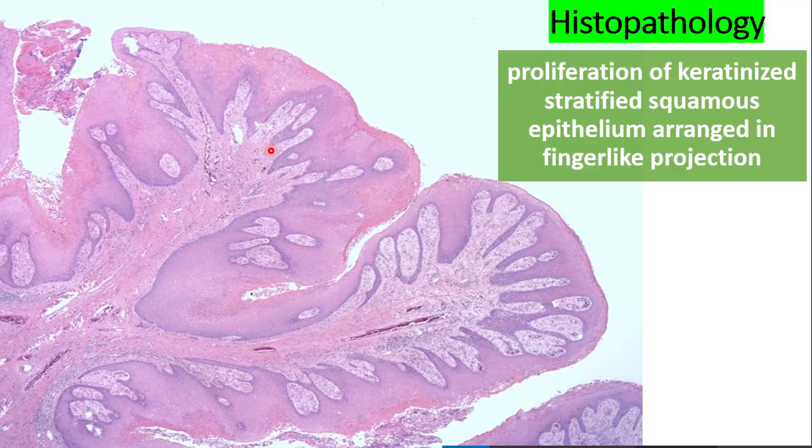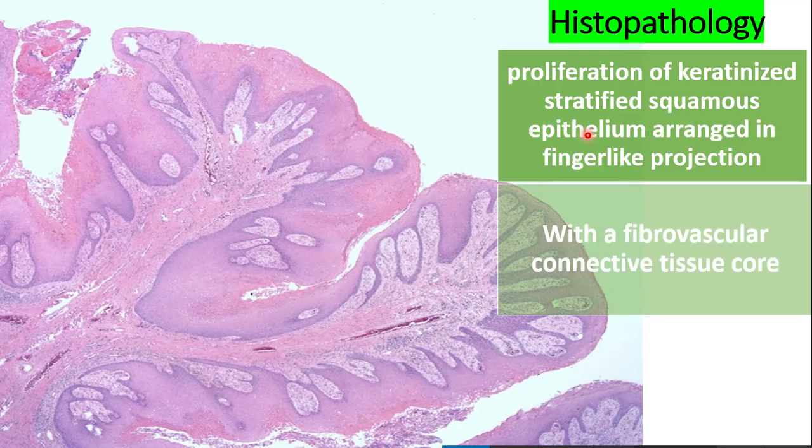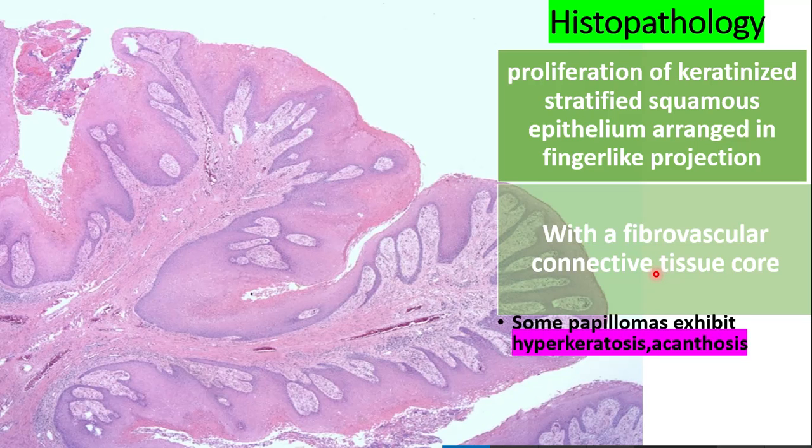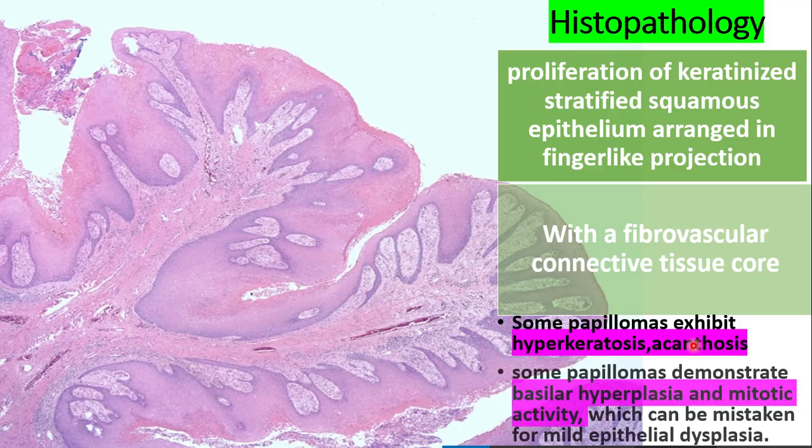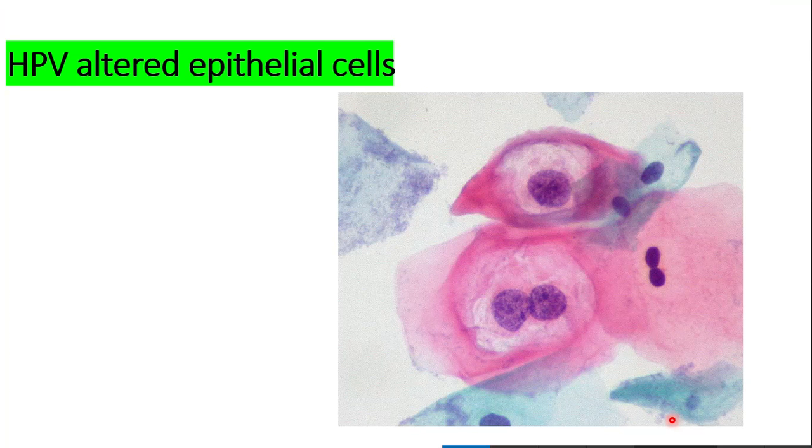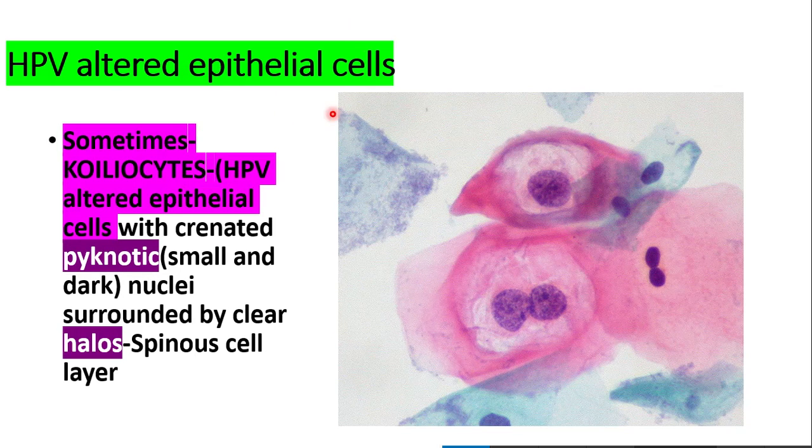So here what you see are multiple thin, long finger-like projections. You can beautifully appreciate these are projections of the stratified squamous epithelium. Each of these contains a central connective tissue core which contains nutrient blood vessels, which is why it is called a fibrovascular connective tissue core. Apart from that, some papillomas exhibit hyperkeratosis, acanthosis, basilar hyperplasia and mitotic activity, and this should not be confused with epithelial dysplasia. The third thing, as I told you, is the presence of koilocytes or HPV-altered epithelial cells.